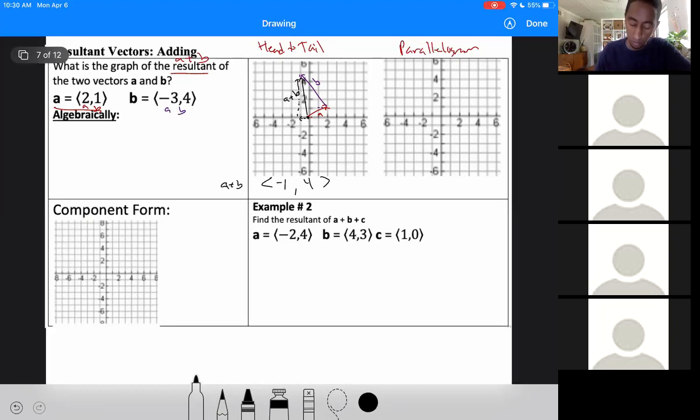All right, let's try the parallelogram method. In the parallelogram method, we're going to graph both a and b from the same starting place. So we already know a is over 2 up 1, so it's like that. That's a. B is left 3 up 4, but we're going to start it from the same starting place as a, so the origin. So left 3 and up 4.